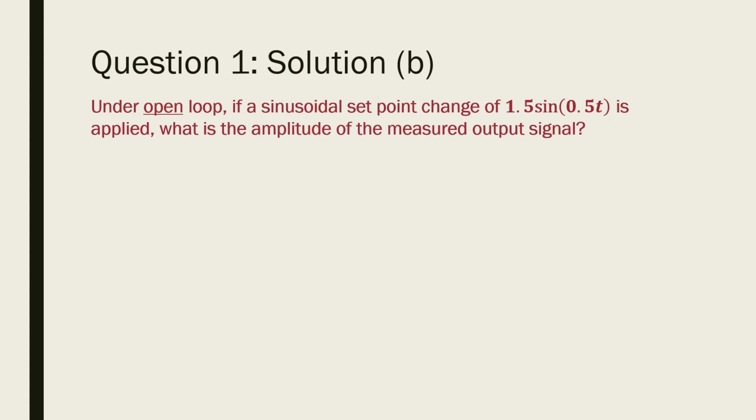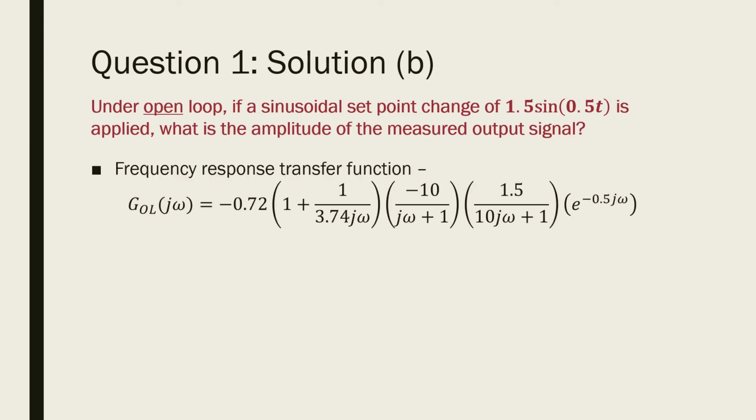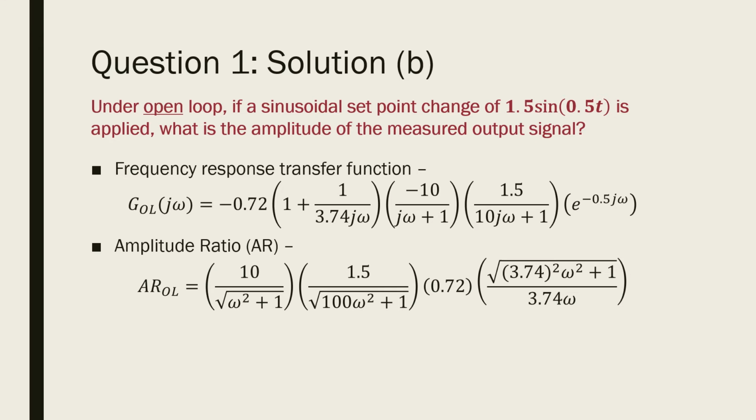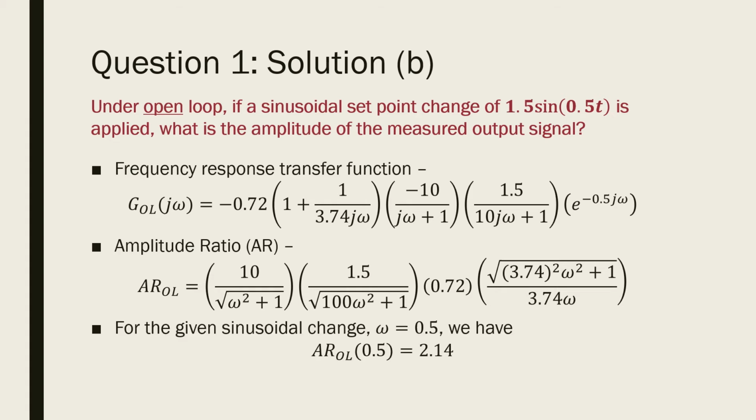In part B of question 1, we are asked to find the amplitude of the output signal given an input sinusoidal set point change given by 1.5 sine 0.5t under open loop conditions. From the frequency response of the open loop transfer function given here, we have the amplitude ratio given by the following expression. For the given sinusoidal input with frequency omega equals 0.5, the open loop amplitude ratio at omega equals 0.5 is 2.14.